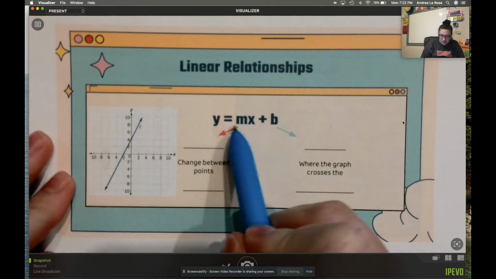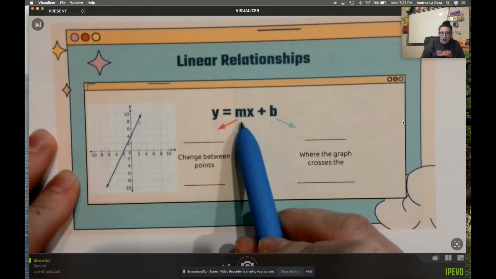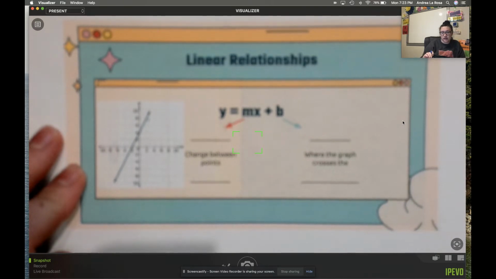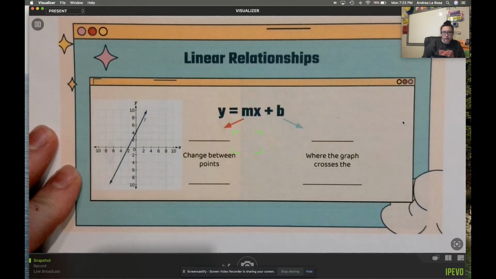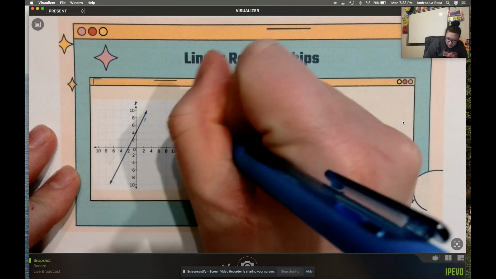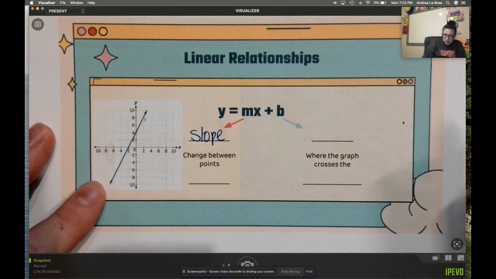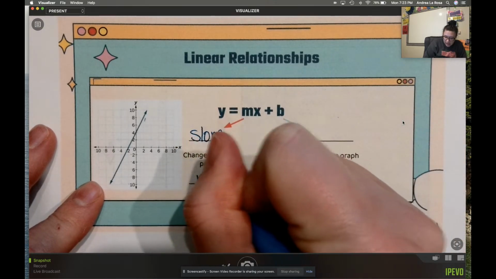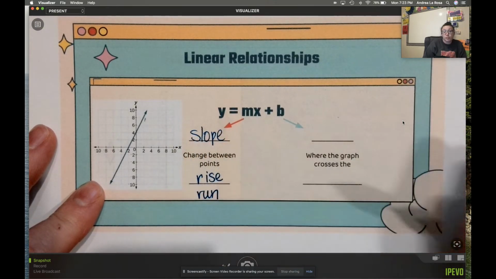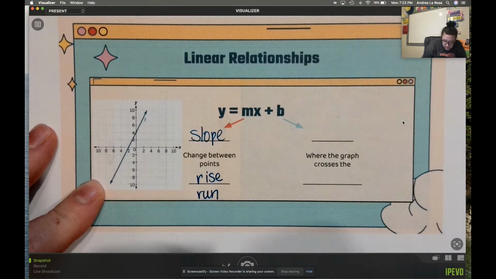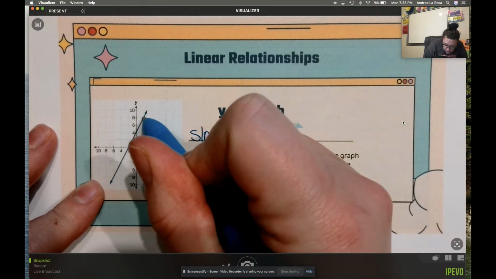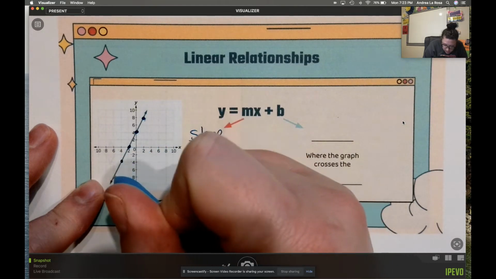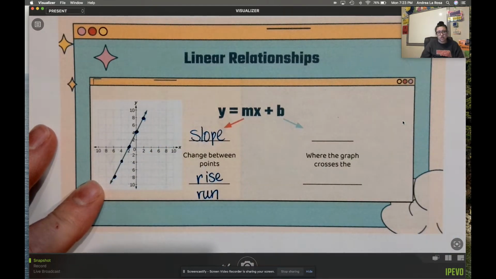So, in our equation, y equals mx plus b, our m, remember, is our slope. Remember, our slope tells us the change between points, and the way we calculate that is the rise over the run between those pretty points, or those corner points. Here, this is a pretty point, this is a pretty point. We just figure out the rise and the run between any two of those points.